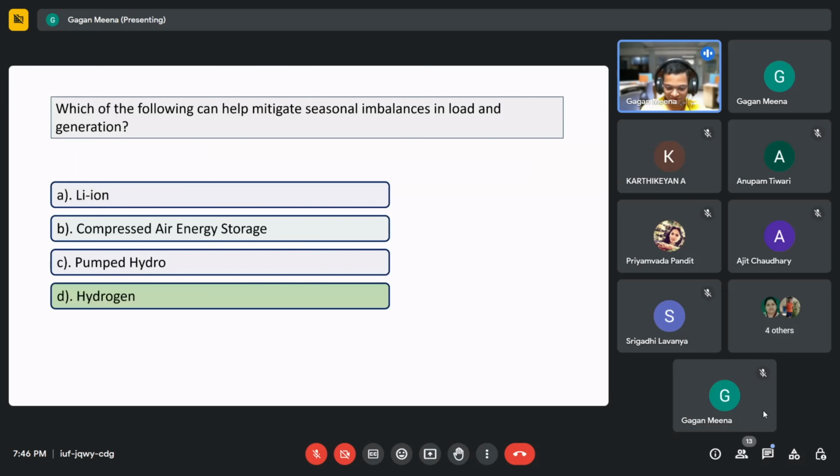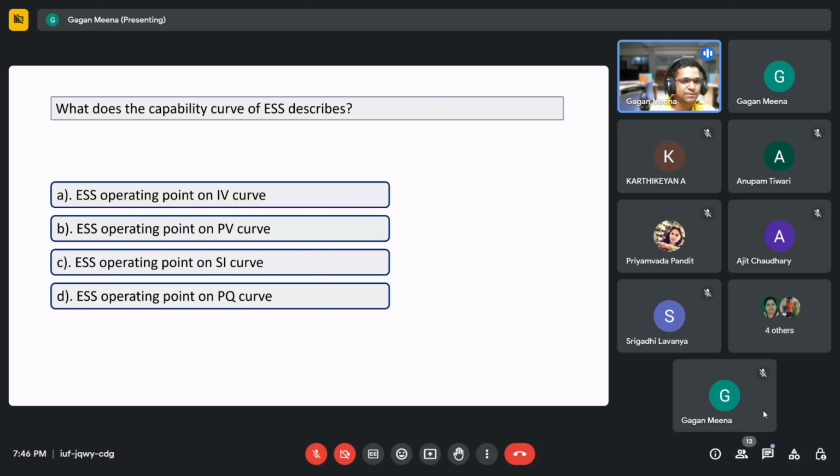Next question, this is done. The next question is, what does the capability curve of energy storage describe? A is not correct. Anyone else would like to try? B is also not correct. Now only two options are left. Then D is the only answer. D, yes. D is the answer.